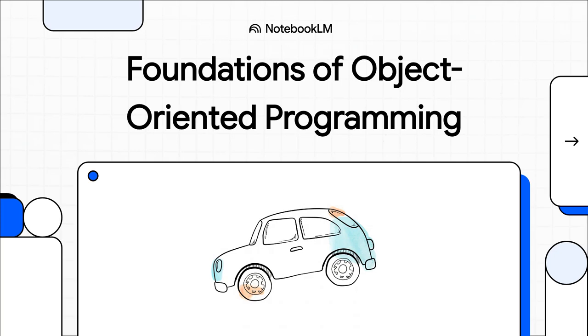Welcome to The Explainer. Today, we're diving into a cornerstone of modern software, something called Object-Oriented Programming, or OOP for short. It's a really powerful idea that totally changed how we write code. So let's jump right in.